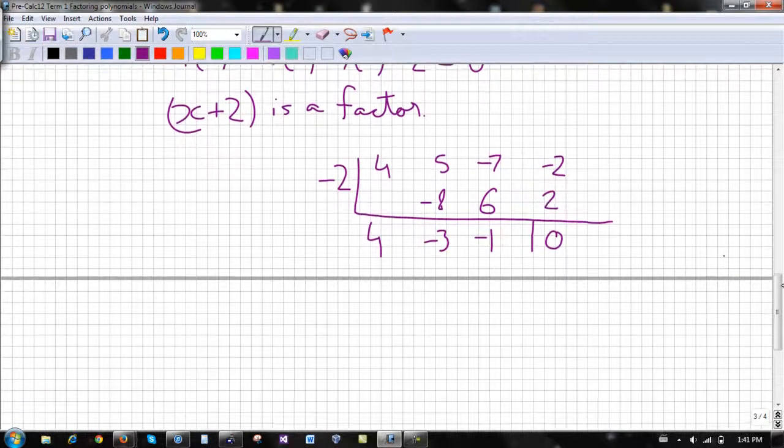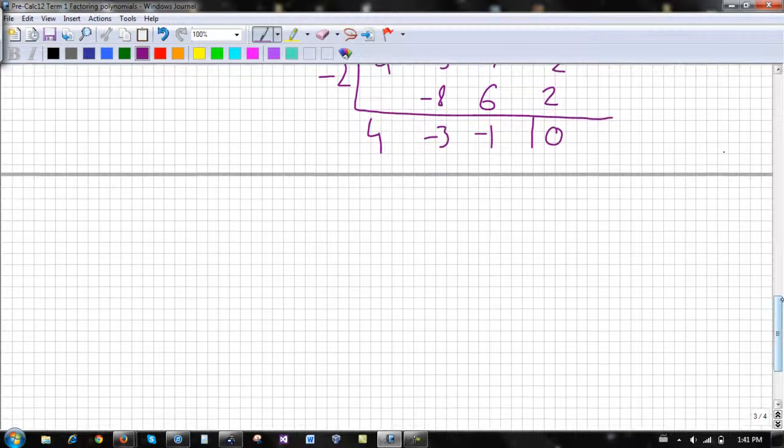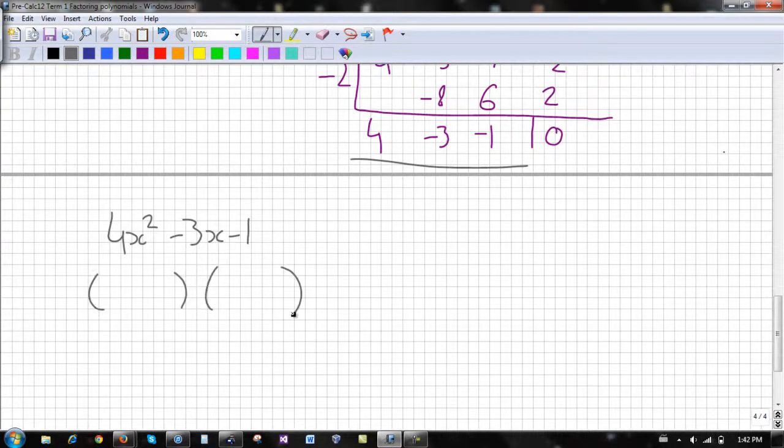Great. Now we have a nice quadratic right here. So it's 4x squared minus 3x minus 1. All you have to do is factor the quadratic. Now you can use PS2, whatever you like. Guess and test is pretty quick. So we have -4 and -3, -1, 4x minus, no, plus 1.